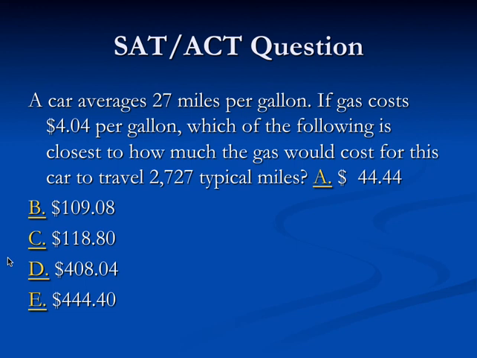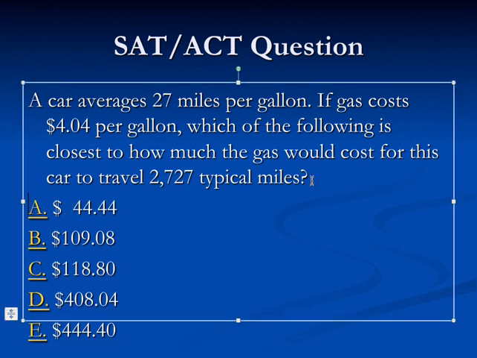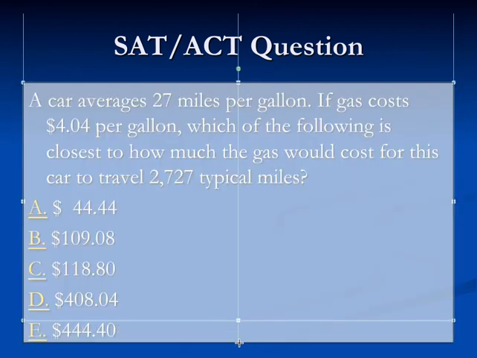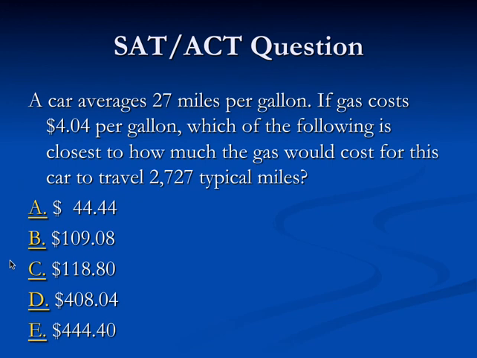And then lastly, we have our SAT/ACT question of the week. A car averages 27 miles per gallon. If gas costs $4.04 per gallon, which of the following is closest to how much the gas would cost for this car to travel 2,727 typical miles? You have answer choices A, B, C, D, and E listed on the slides. Remember, if you answer this question, bring it into class, and we'll give you extra credit on your quiz for the week.